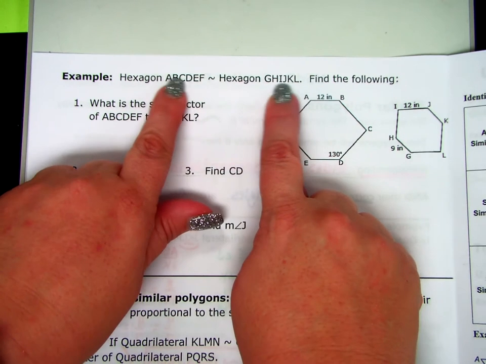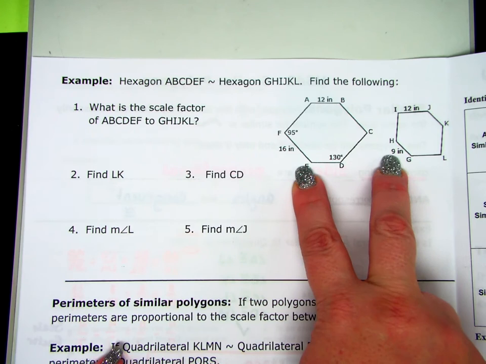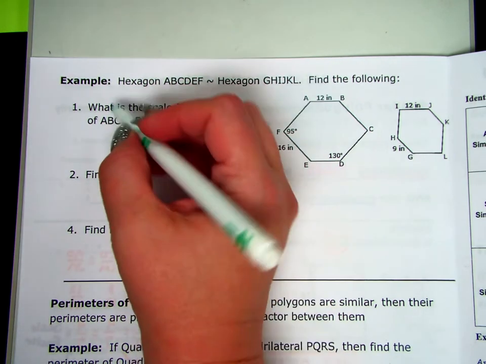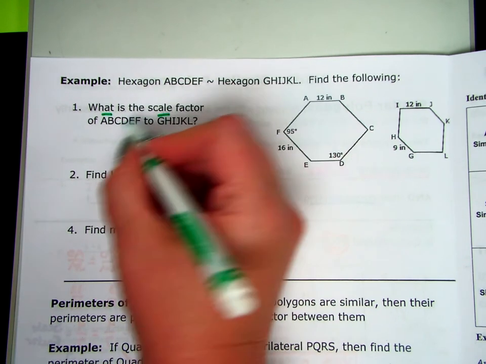So that's why it's really important to look at these, to make sure you're not just looking at this and going, oh, these 2 go together and these 2 go together. Okay? Because that's where you can get into some trouble. All right. So to find the scale factor, I'm going to first look at AB and GH.